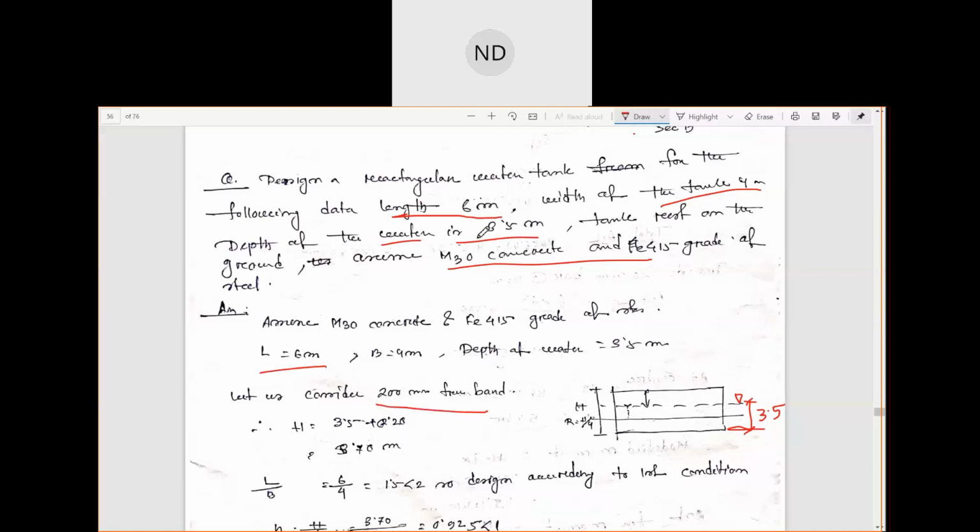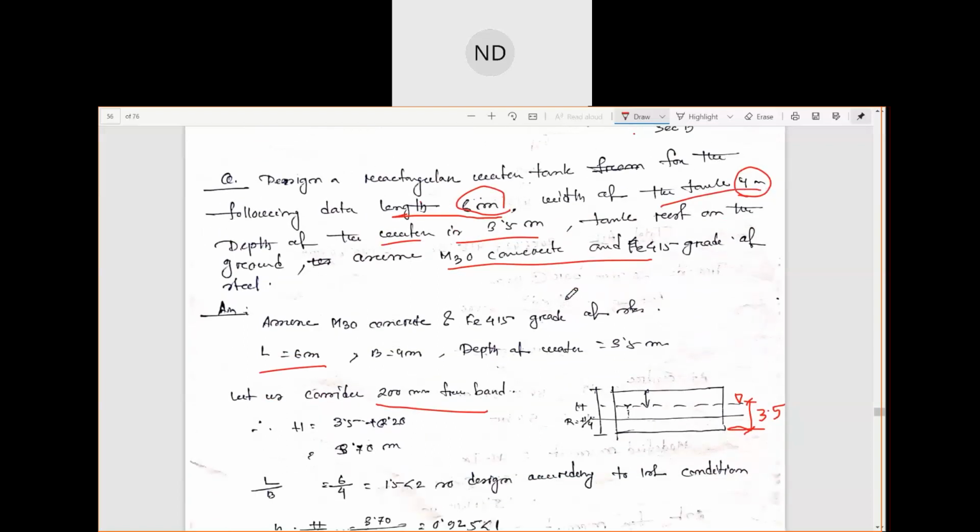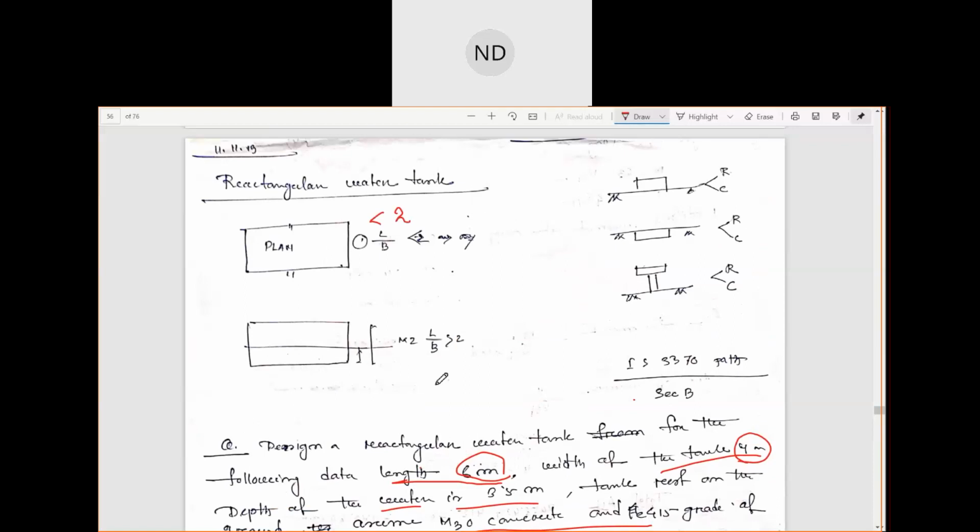Length is given to be 6 meter, mentioned here in the question. The width is 4 meter. Depth of the water is 3.5. So here we will have a free board of 200 mm. Now the total height we can find out: 3.5 plus 0.2 for this 200 mm. So we got it to be 3.70 meter.